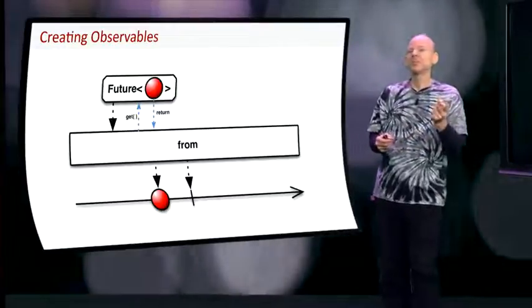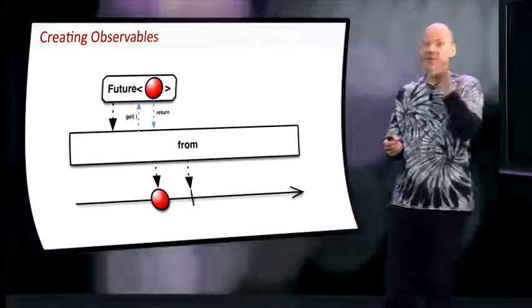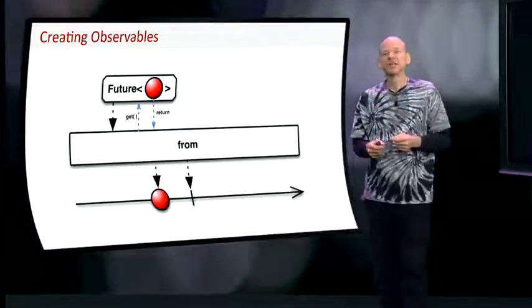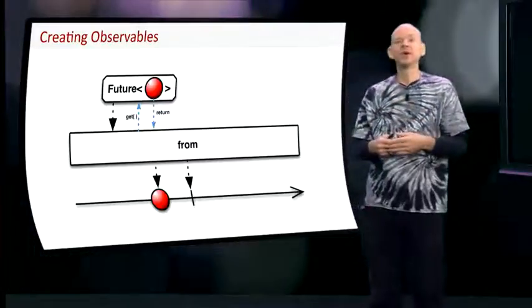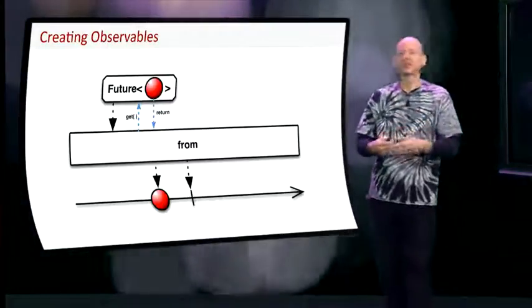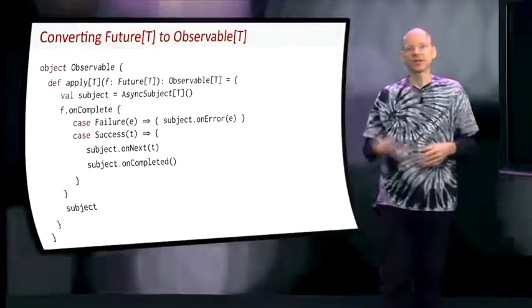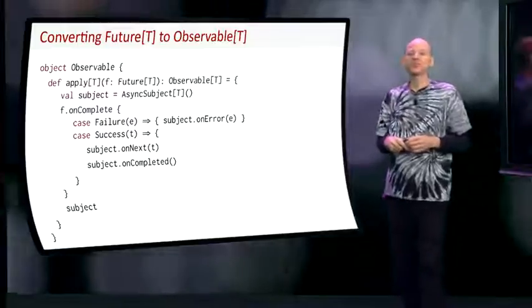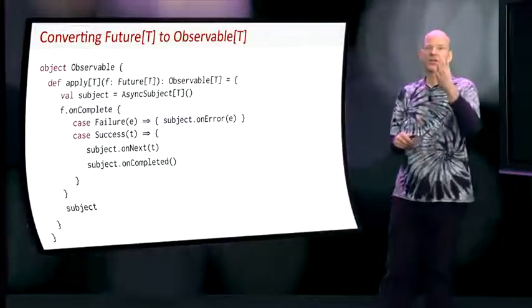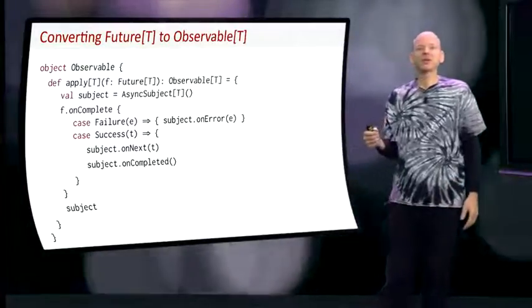And we're going to implement that using an async subject, which I said was very much like a future, or very much like a promise, I should say, because I can set it and it has only one value. So here's the code. We're using the apply constructor for observables, overloading it with a future, and we get back an observable.